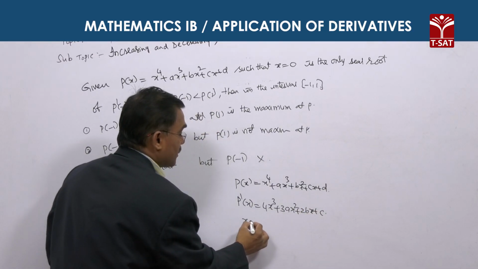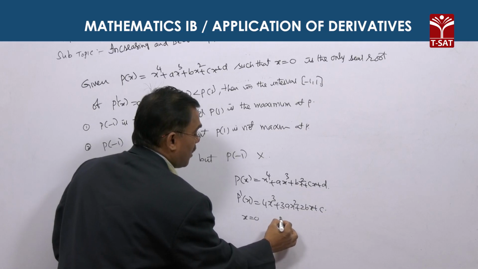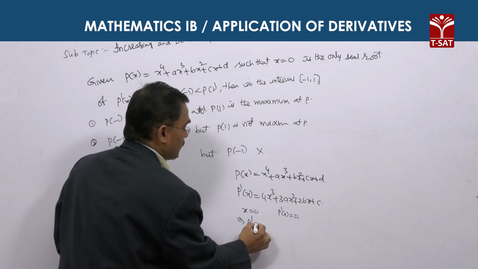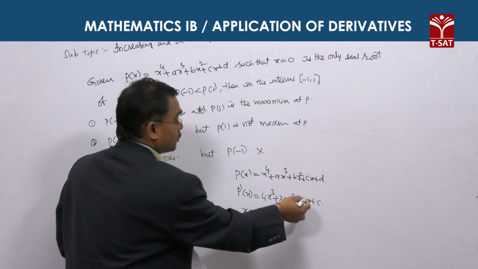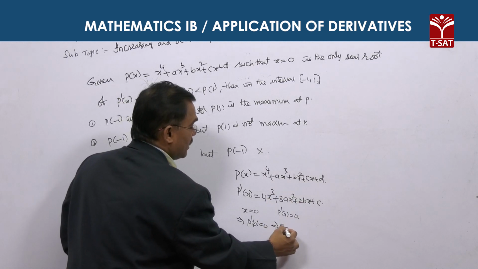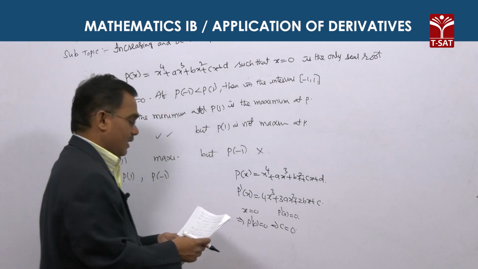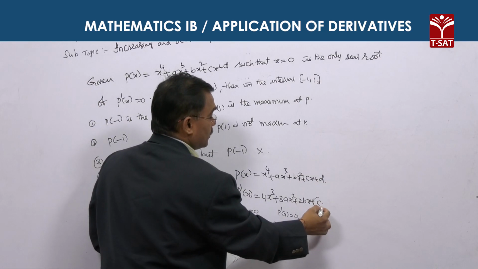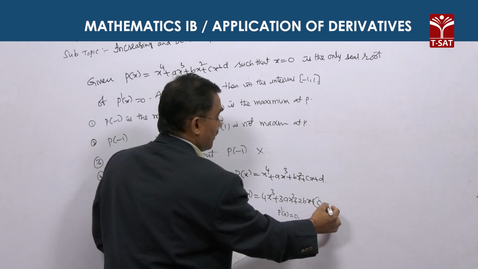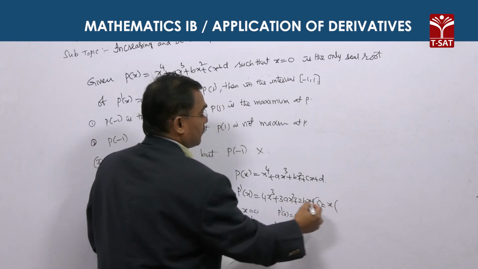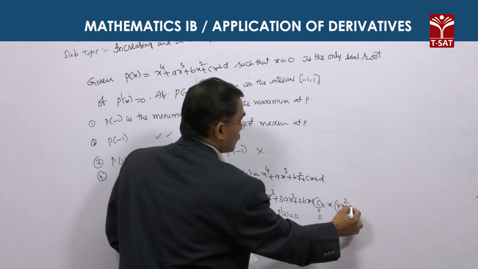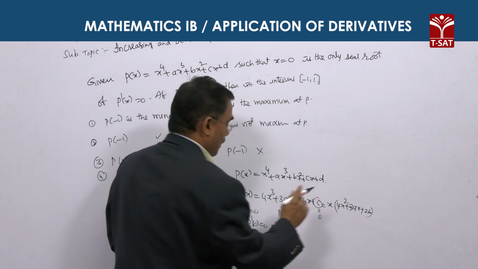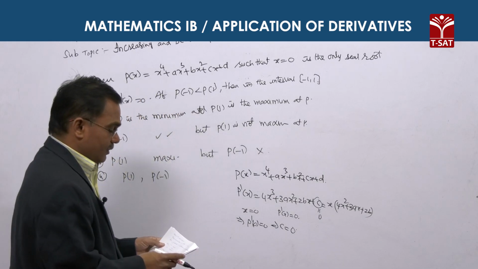Given that x equal to 0 is a root of the equation P dash x equal 0, that means P dash 0 is equal to 0. Substituting, c is equal to 0. Then P dash x, taking x common, is x times (4x square plus 3ax plus 2b), since c is equal to 0.